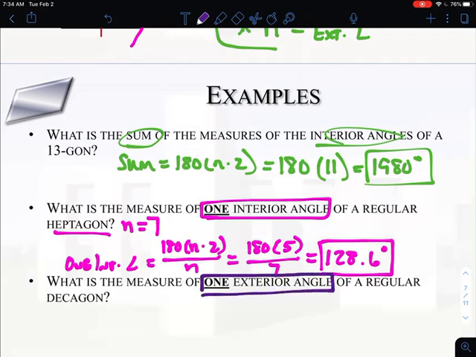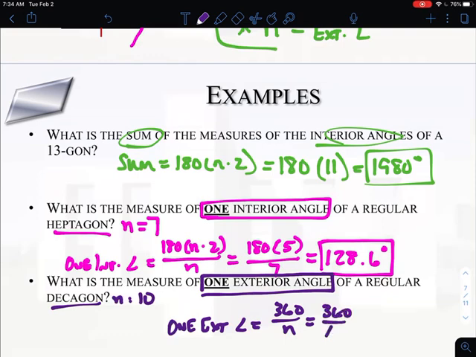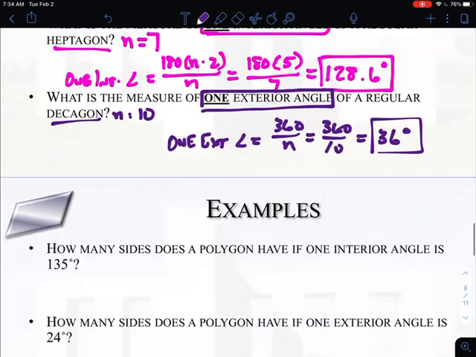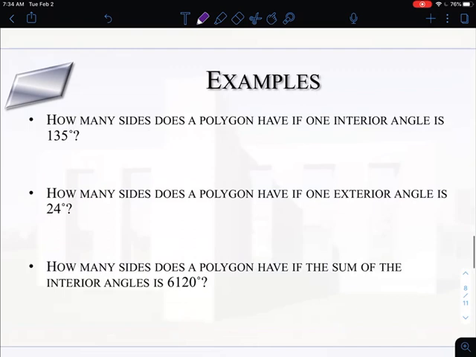So again, we kind of focus. Regular polygon, we want one exterior angle, and this is a decagon. A decagon has 10 sides. So one exterior angle, from our formulas from before, is 360 divided by n. And we said n in this case was 10, so I'm going to take 360 divided by 10. That means each exterior angle of my decagon would be 36 degrees. So again, it's just a matter of what formula am I using, plug in what I know, solve for what I don't.